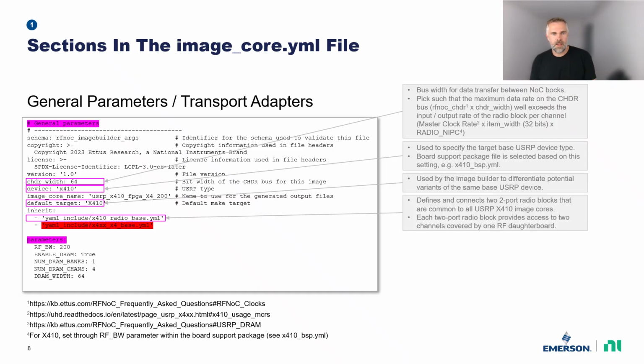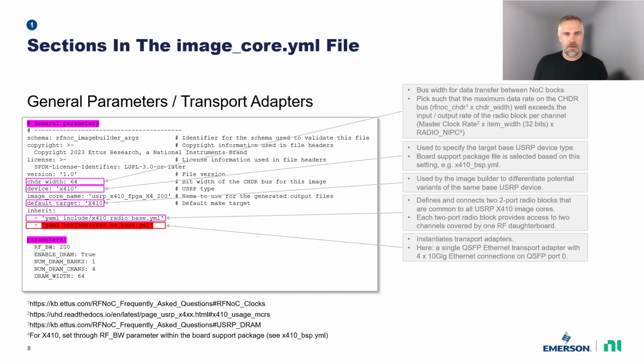The inherited X410 radio base YAML file instantiates and connects two channel radio blocks that are commonly used across all the X410 image cores. The inherited X4XX base YAML file instantiates a specific transport adapter. In our example, that's 4 10 gigabit Ethernet links. For non-USRP X400 devices, the transport adapter would not be instantiated through such a YAML file. Rather, the default target parameter would be used for that purpose.